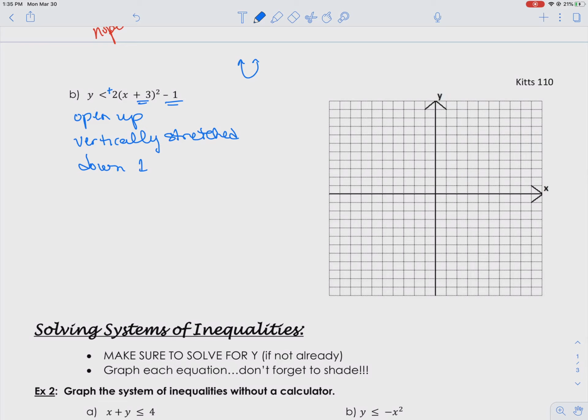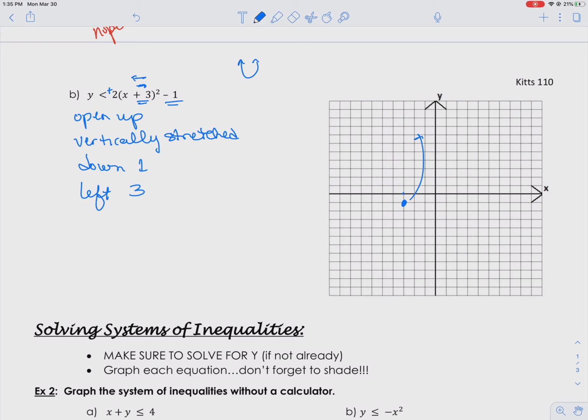The +3 in the middle means I would move it, instead of going to the right, because that's opposite of what we think, it's going to go to the left 3. So my vertex is actually going to be at -3, -1. Down 1, left 3, and I know it's going to open up.